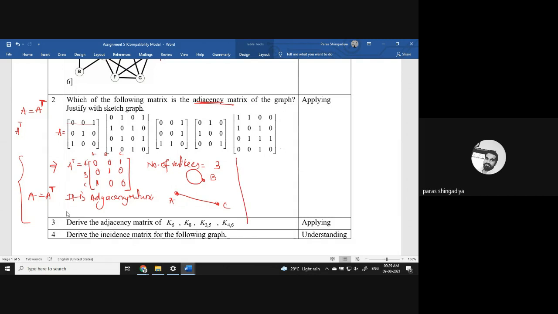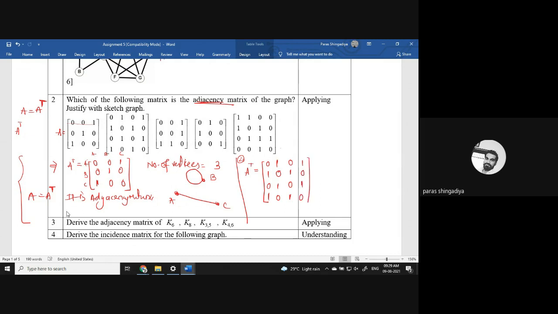In the second graph we have a 4 by 4 matrix, and check A transpose first. So A transpose is equal to: first row will be first column, 0 1 0 1. Second row will be the second column, 1 0 1 0. Third row will be the third column, 0, 1, 0, 1. And last is the fourth row, which is the fourth column.